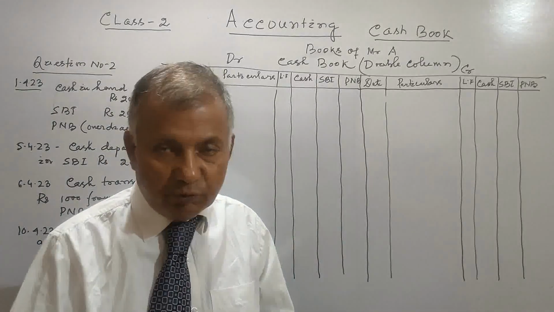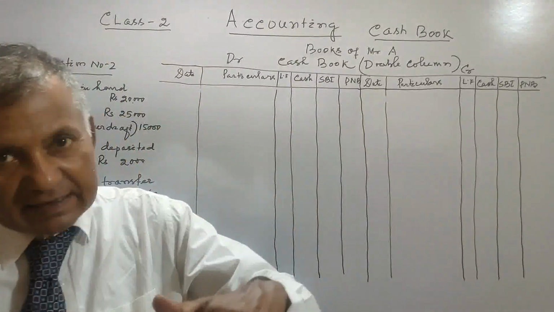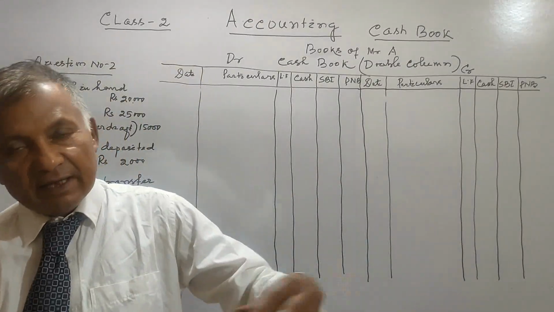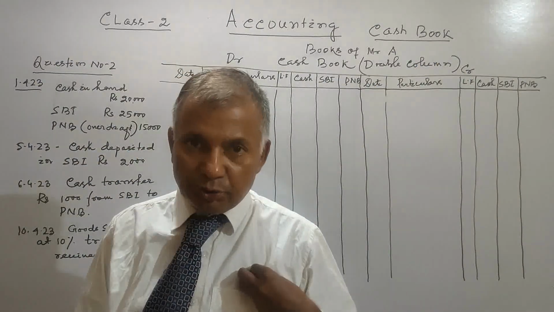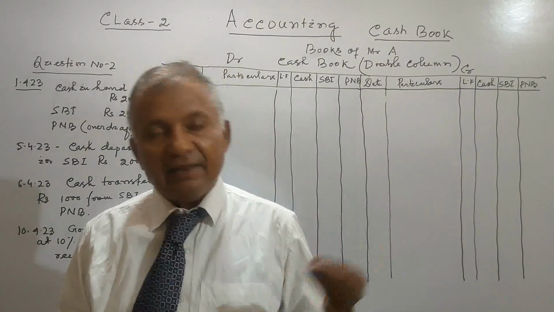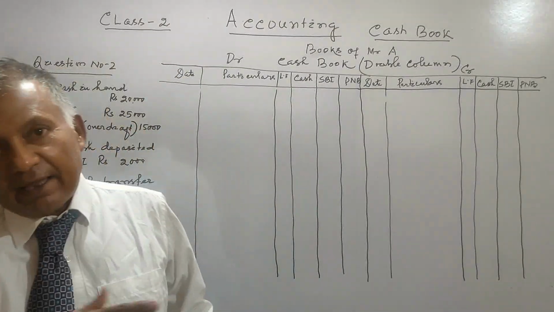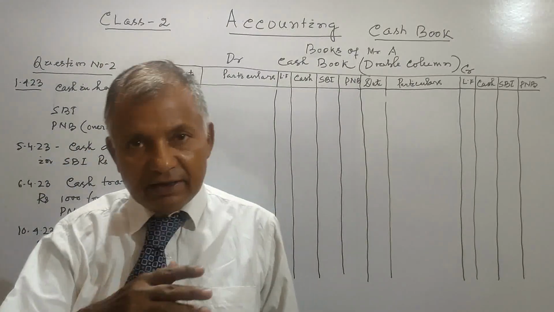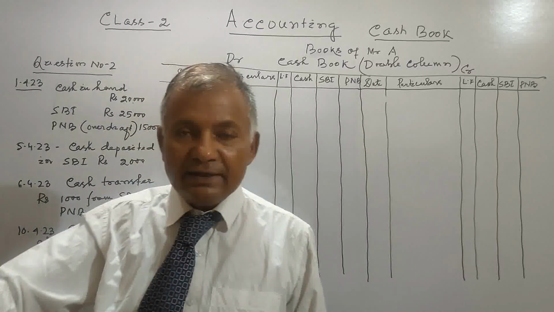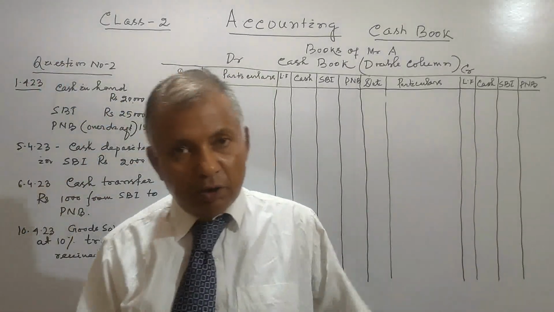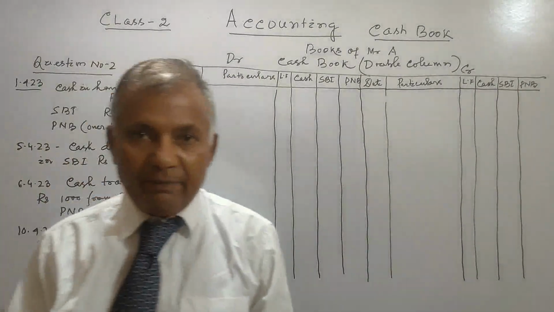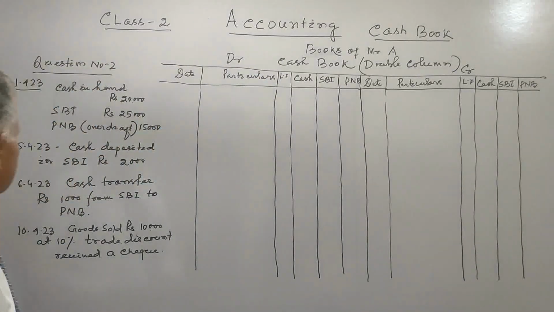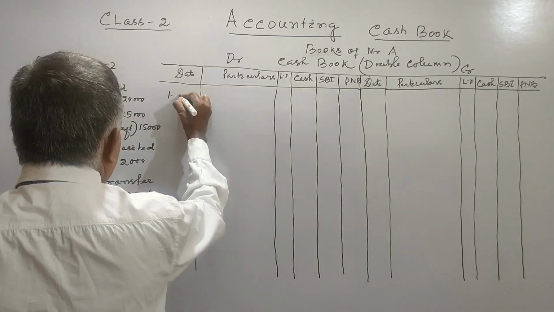And in the cash book, you know, if cash is coming, if there is an inflow of cash, if cash is coming to the business, then it is debit. If the cash is going out, if the check is going out, if it is an outflow, then it is a credit. So all inflows are debit, all outflows are credit. So friends, let us start with the problem.